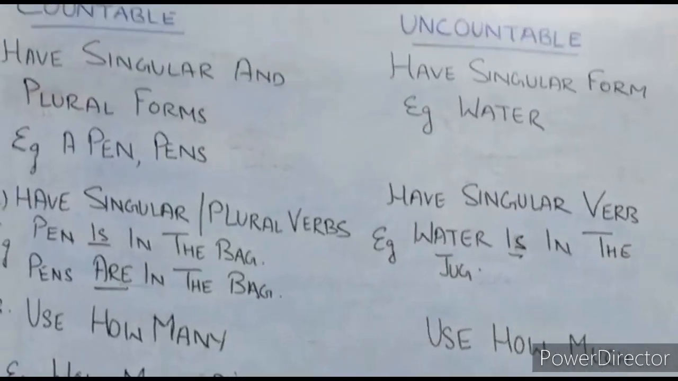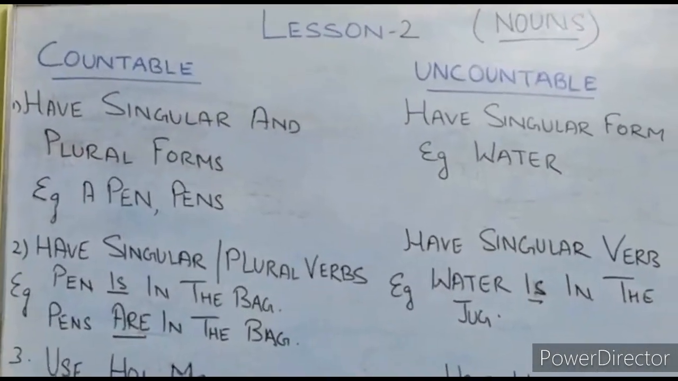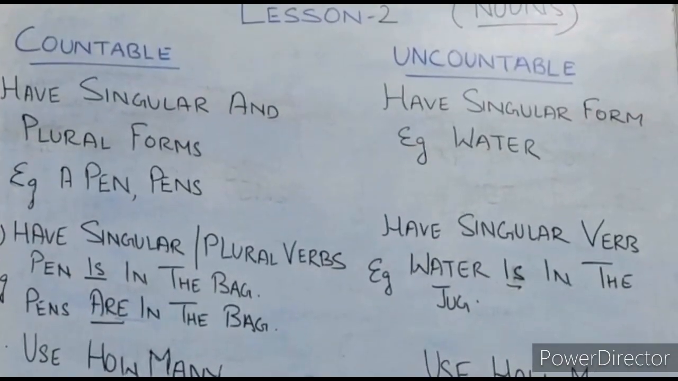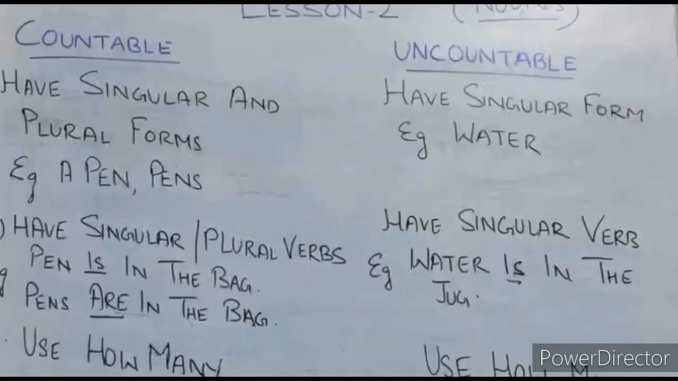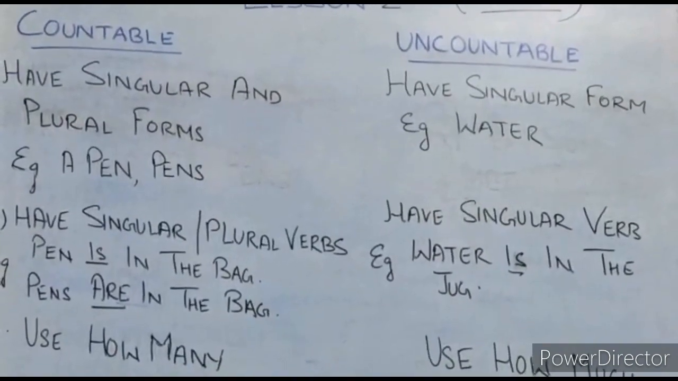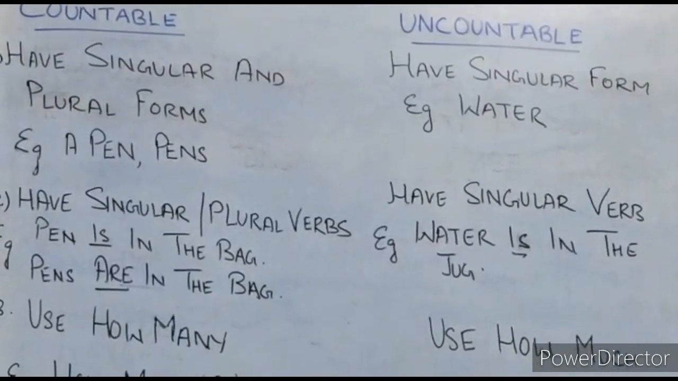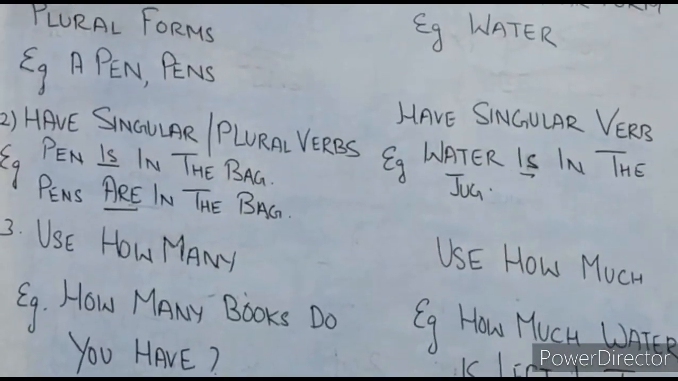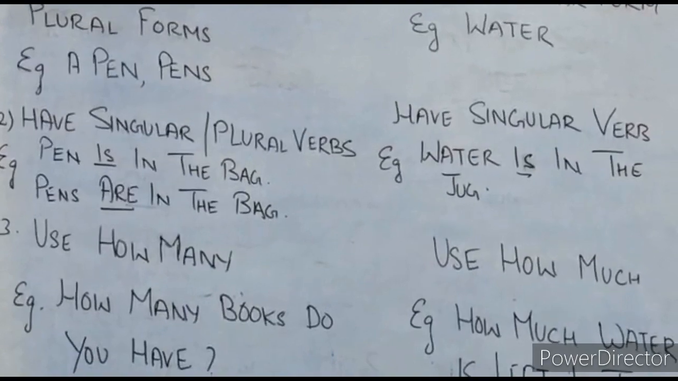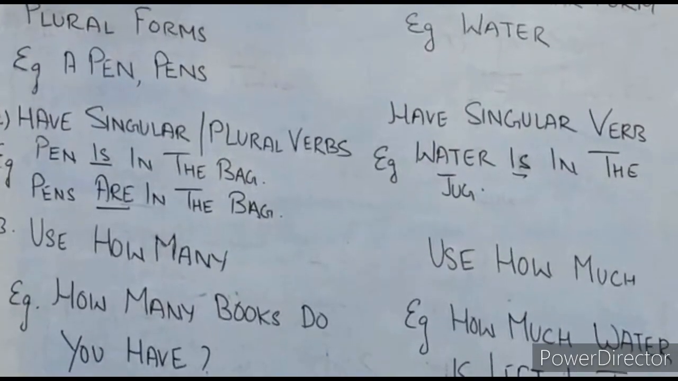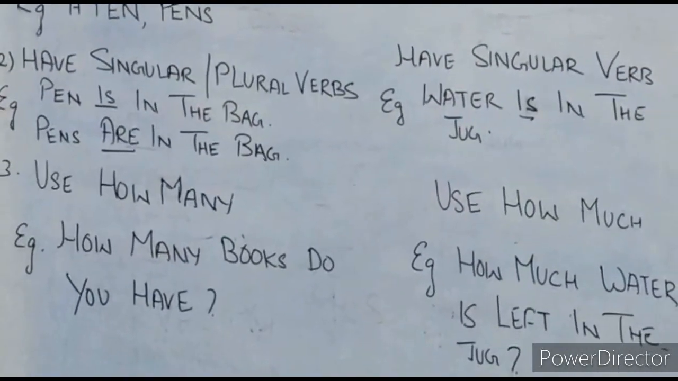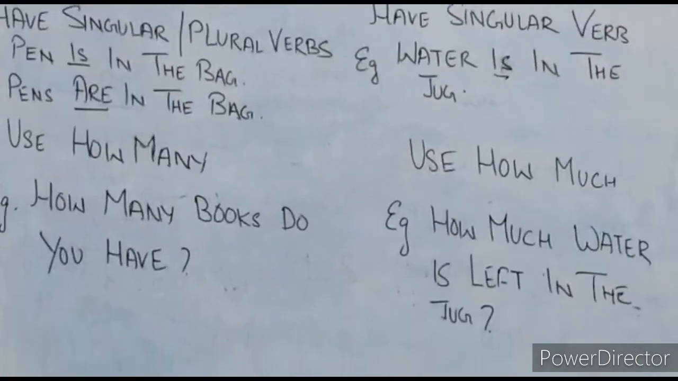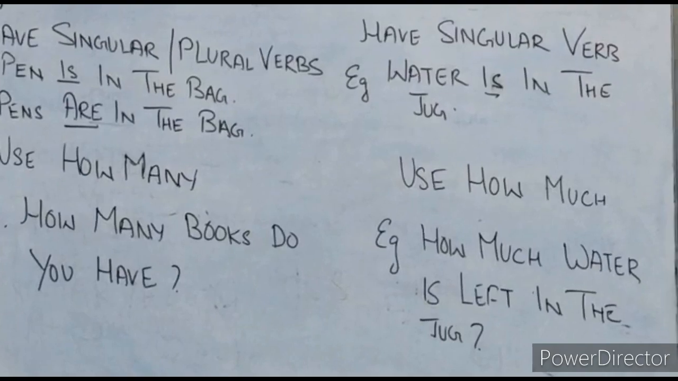So students, again, number 1, singular and plural forms both are there in countable nouns, but in uncountable nouns, only singular form. Both singular and plural verbs are there in countable nouns, but in uncountable nouns, only singular verbs. And use of how many in countable nouns and use of how much in uncountable nouns.